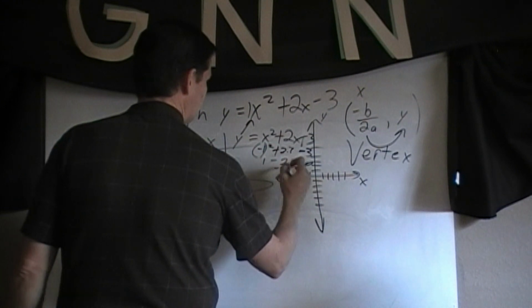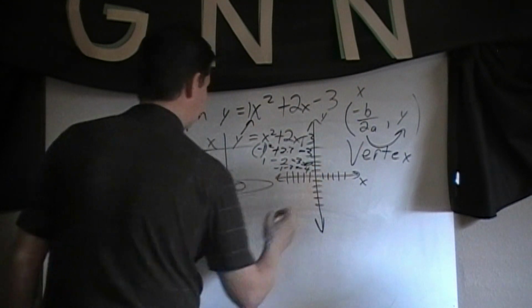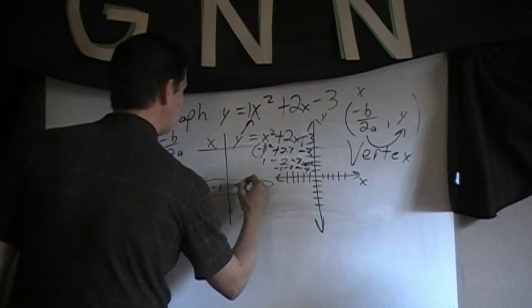1 minus 2 is -1. -1 minus 3 is -4. So erase that 0. It's a -4.